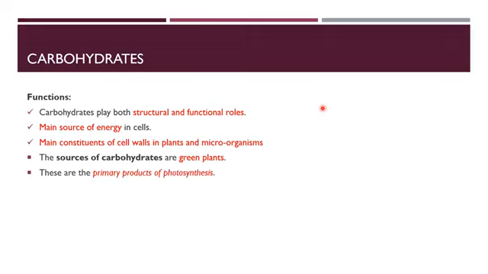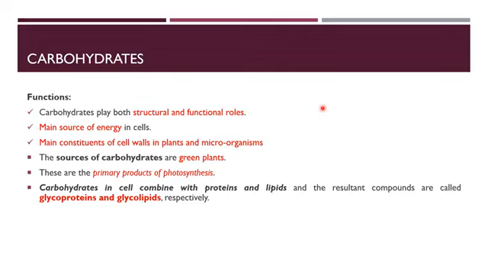Now, they are the primary products of photosynthesis, and carbohydrates in the cell combine with proteins and lipids to be converted into conjugated molecules known as glycoproteins and glycolipids, respectively. It means when carbohydrates combine with proteins, they will be converted into glycoproteins, and when they combine with lipids, they will be converted into glycolipids.